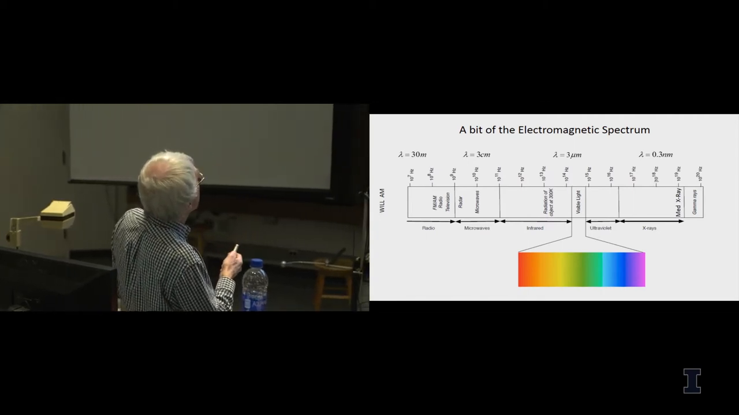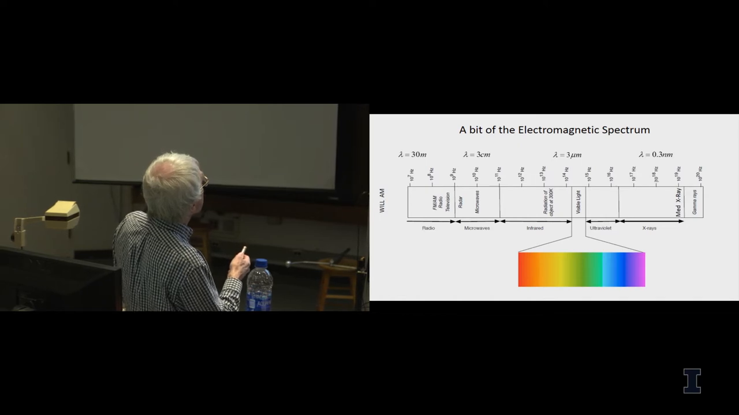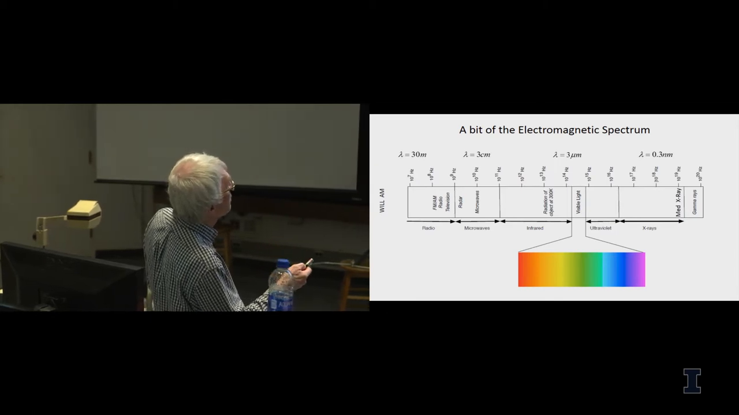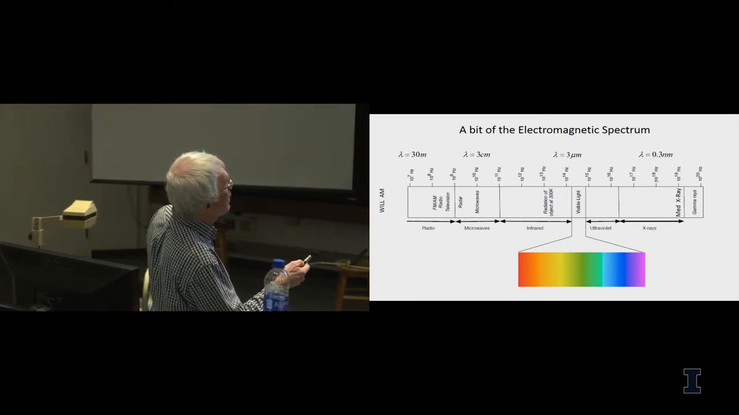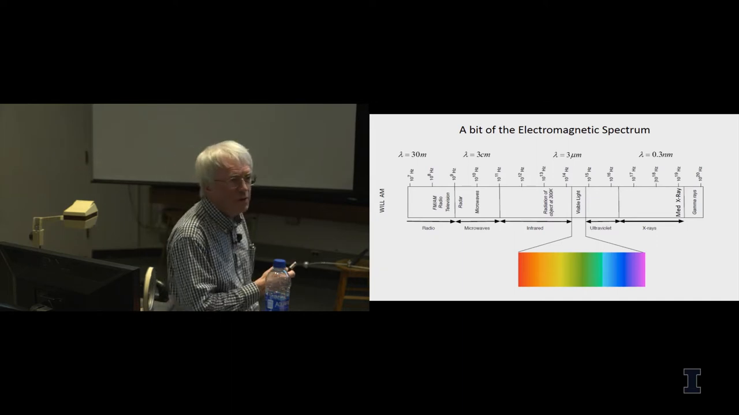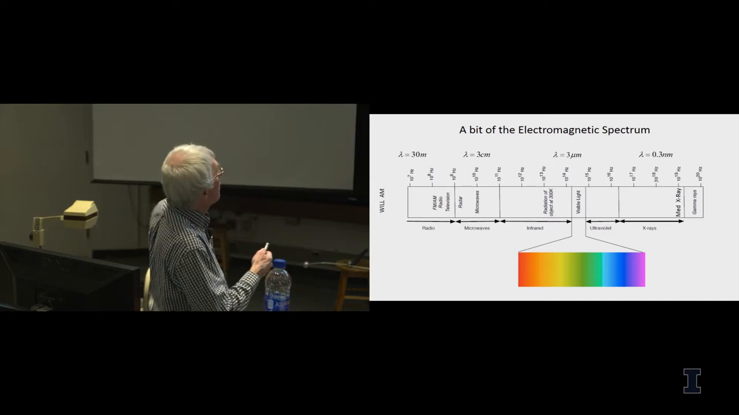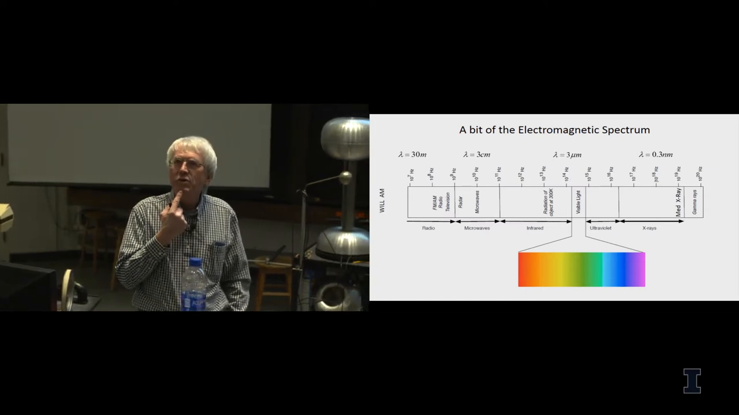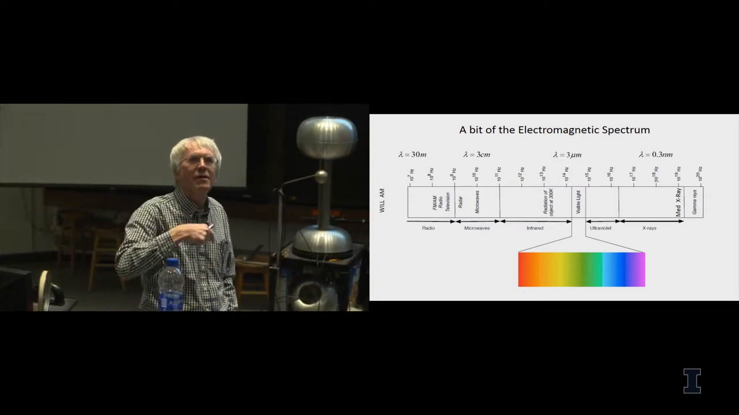So we're only looking at a little bit of it, but actually, we're going to be talking about waves that extend from wavelengths of roughly 30 meters all the way down here to waves of just a few angstroms. So 0.3 nanometers is 3 angstroms. So it's quite a range of wavelengths. And as you could imagine, maybe there's not one way of doing this.